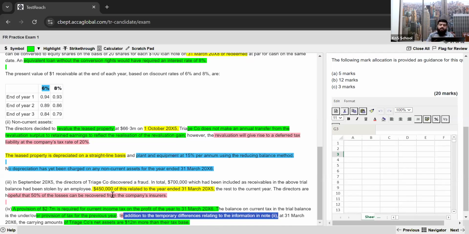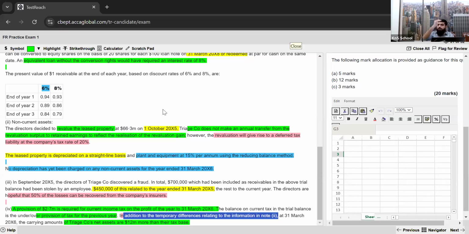If, for example, there had been a statement that the carrying amount exceeds the tax base by 12 million, which includes the revaluation, then this 12 million would be the total taxable temporary difference for the year. But here it is not stated like that. Here it states that in addition to the revaluation, there is another taxable temporary difference. The revaluation taxable temporary difference is not included in that 12 million.